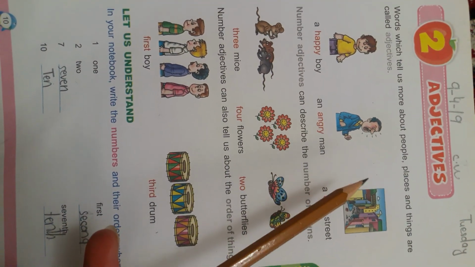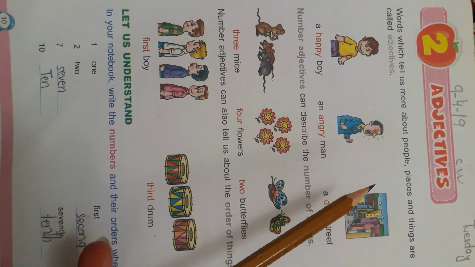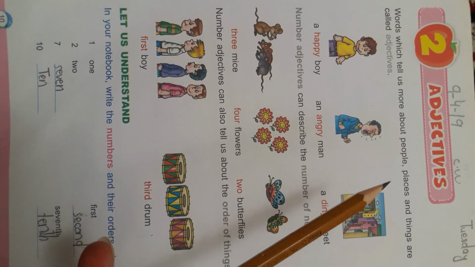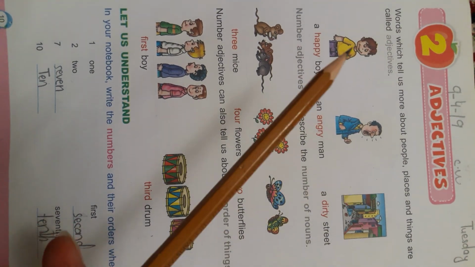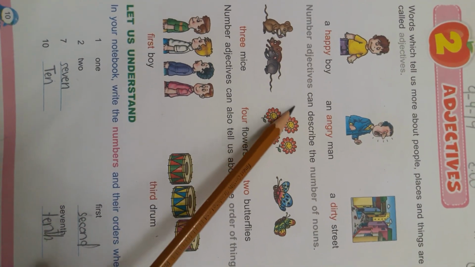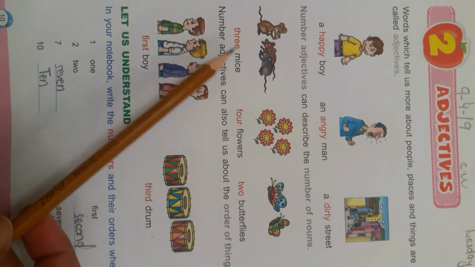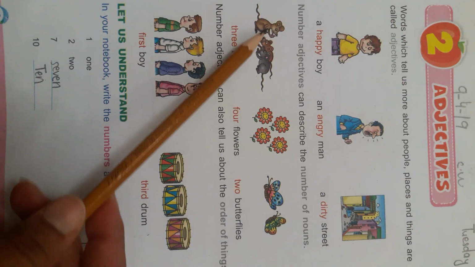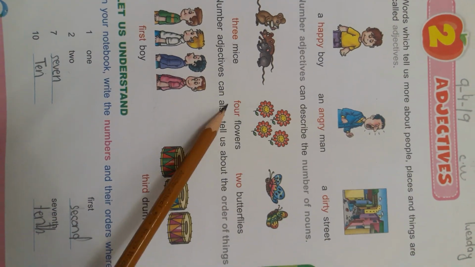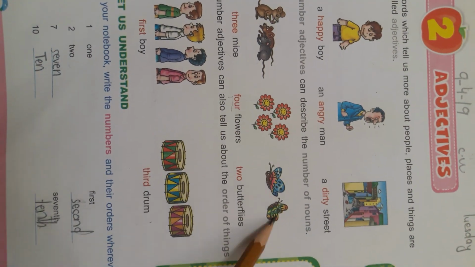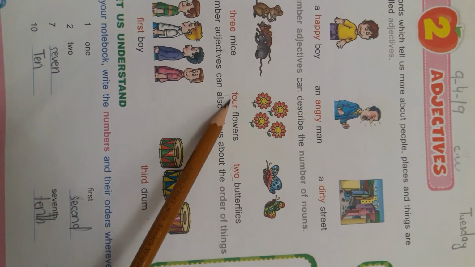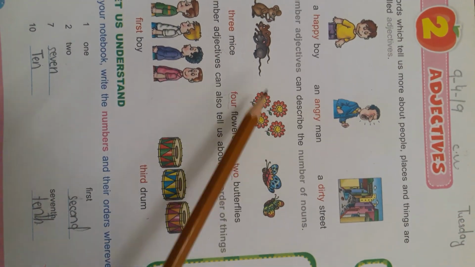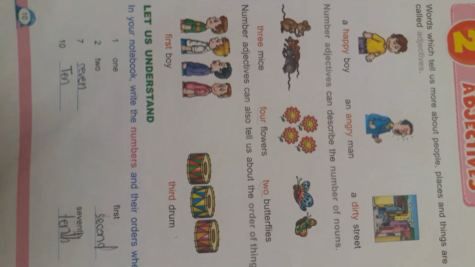As we know, words which tell us more about a noun, for example a person, place or thing, are called adjectives. Number adjectives can describe the number of nouns. Numbers can be adjectives like this. How many mice are there? There are 3 mice. 4 flowers. 4 is an adjective, and 2, because numbers describe the things. So describing words are called adjectives.